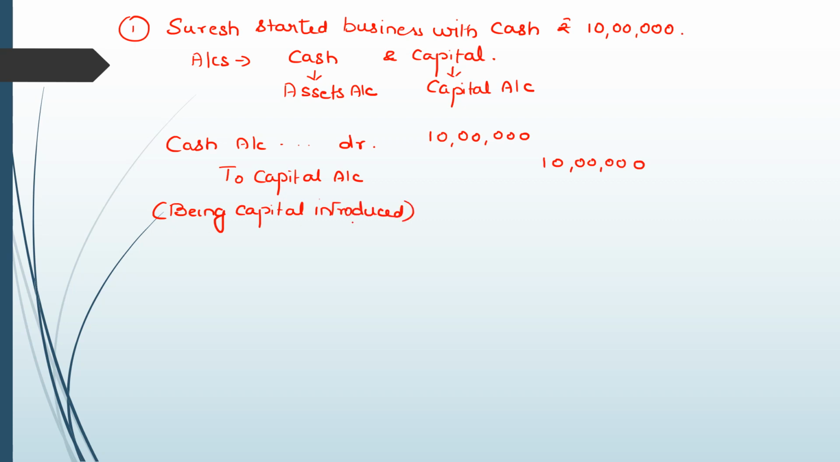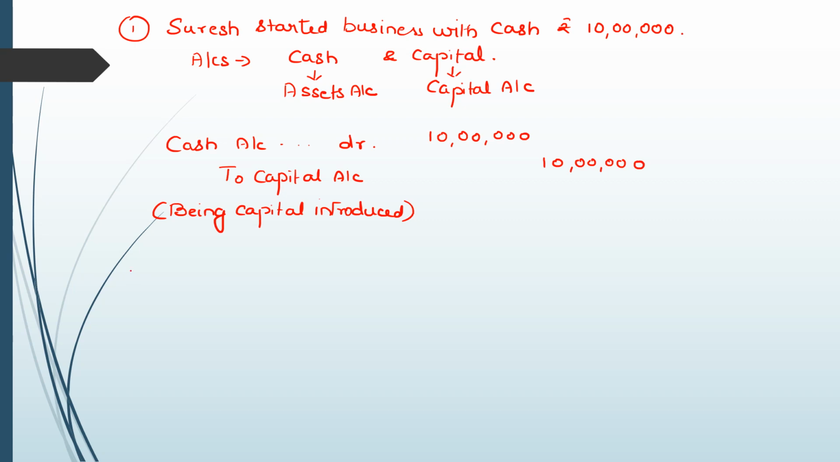So this brief description that we would be writing after the journal entry is called as narration. What is narration? It is just a brief description of what the transaction is about. Cash account debit to capital account 10 lakh. This entry is for the capital being introduced into the business by the proprietor.